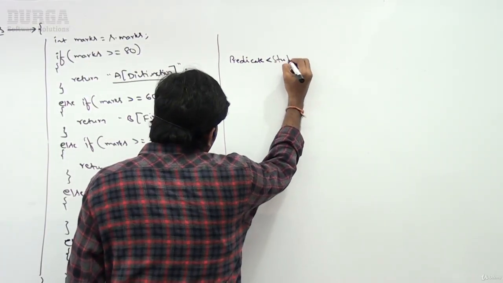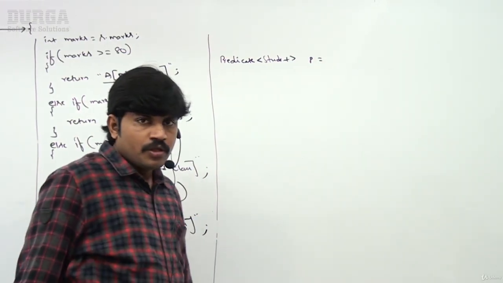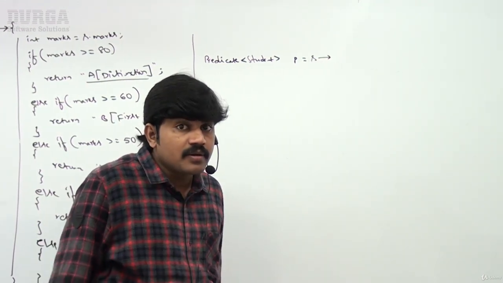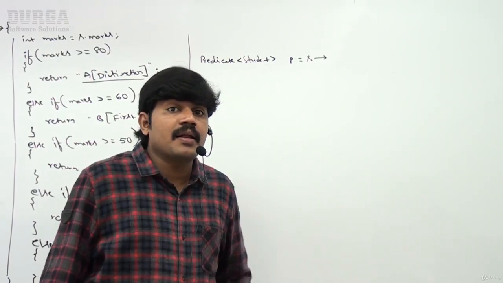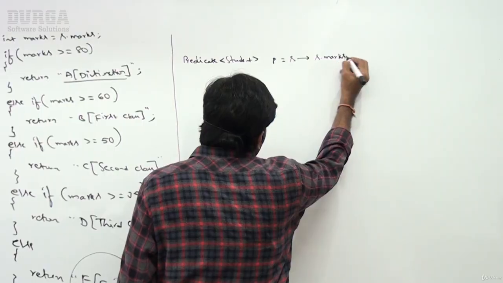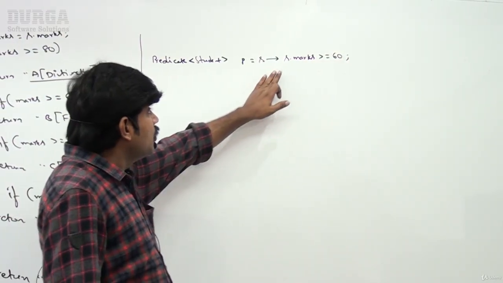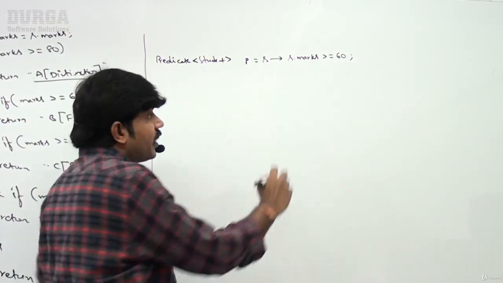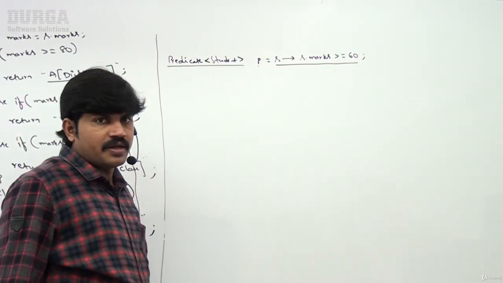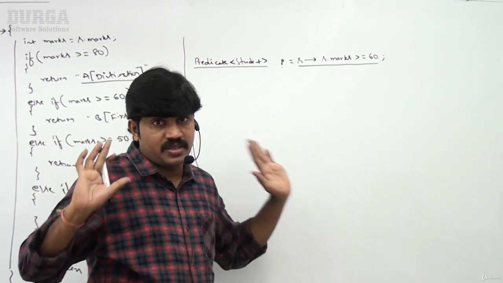I am giving input as a student type, Predicate of Student, P is equal to. If I provide a student object, what condition is it going to check? The marks should be greater than or equal to 60. So s.marks should be greater than or equal to 60. Like this we have to do that. Now the predicate of Student is ready. This is the predicate which can be used to test whether the marks are greater than or equal to 60. This is about my code.